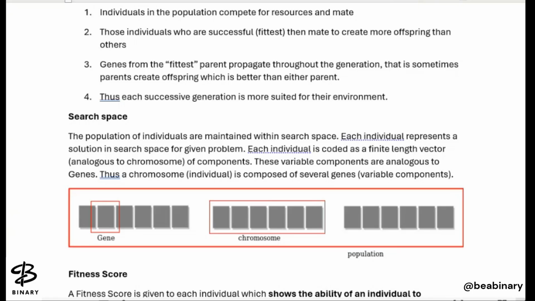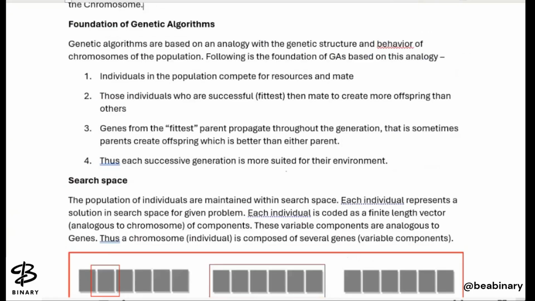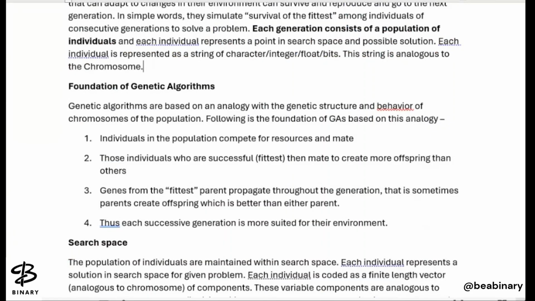So when we are talking about the genetic learning algorithm, what are the foundations of genetic learning? Genetic learning is based on an analogy, as we have talked about, with the genetic structure and the behavior of chromosomes of a population. For example, the foundation of genetic algorithms is based on this analogy: the individuals in the population compete for resources and mates. Those individuals who are the fittest mate to create more offspring than others. Then the genes from the fittest parents propagate throughout the generations. Sometimes parents can create offspring which are better than either parent, and thus such a successful generation is more suited for the environment.